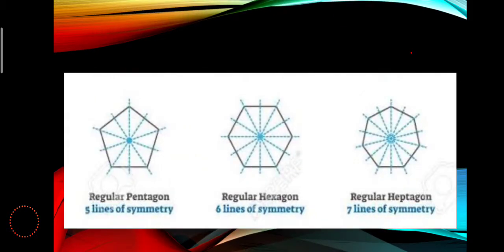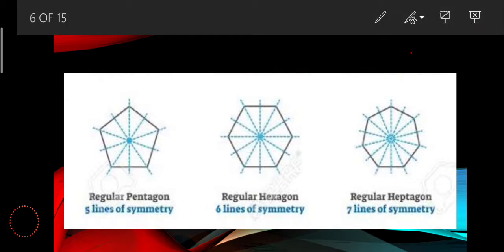Now look at these figures. These all are regular polygons. This is a regular pentagon. Penta stands for 5. So this is a pentagon, a 5-sided figure, 5 angles equal, 5 sides equal. As I told you earlier, regular polygons have as many lines of symmetry as the number of sides or angles they have. So 5 lines of symmetry for a pentagon.